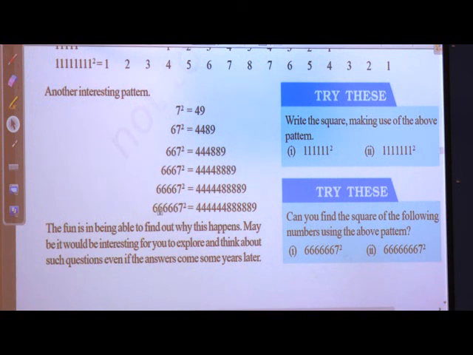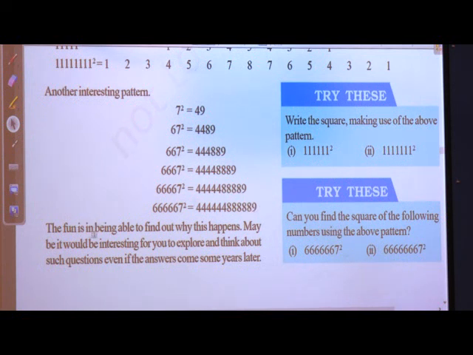After that, 666667 squared is how many times 4? Now how many times 6 is present? 1, 2, 3, 4, 5. And how many times 4 is present? 1, 2, 3, 4, 5, 6. 4 is present 6 times. 8 is present 5 times and 9.